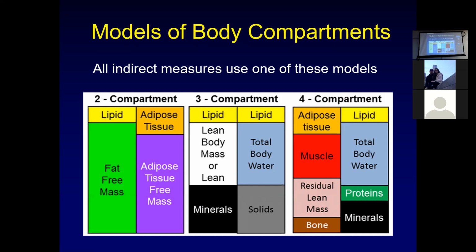So 2-compartment models are the most basic. They're the easiest ones for us to measure. Because of that, though, because they're considering just fat and then everything else, they're also the most inaccurate. Okay? 3- and 4-compartment models are more accurate, but they're more complicated. They typically are more expensive to do. Okay?